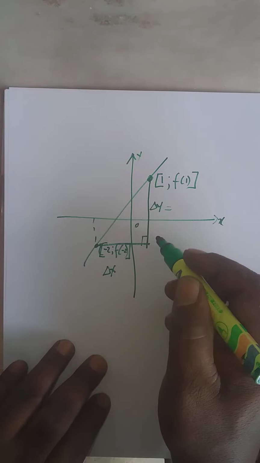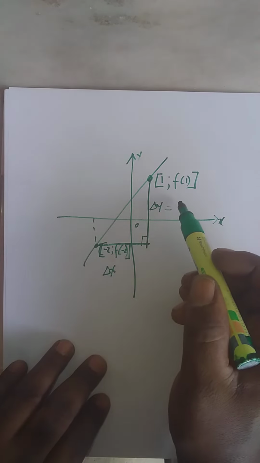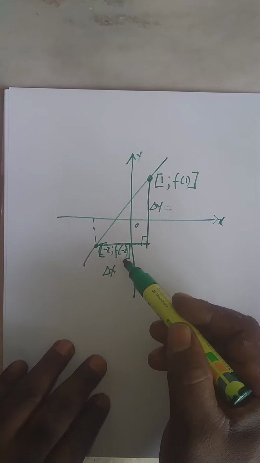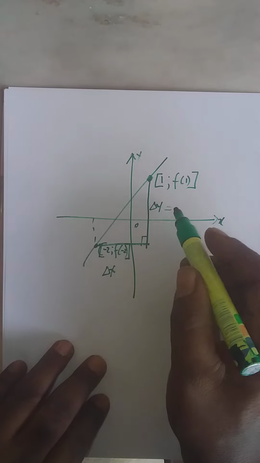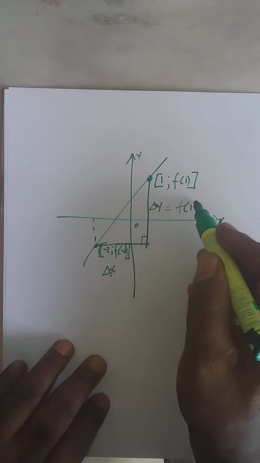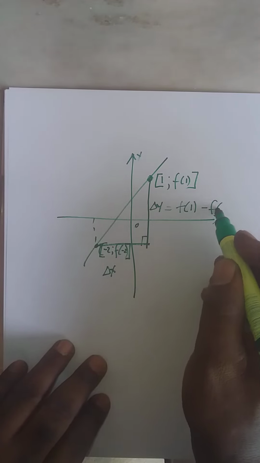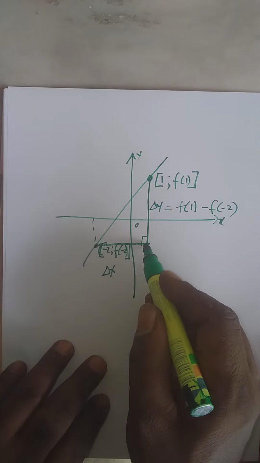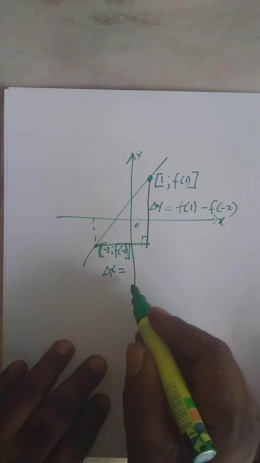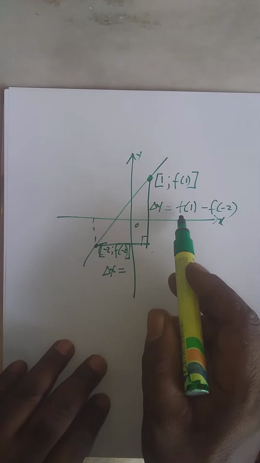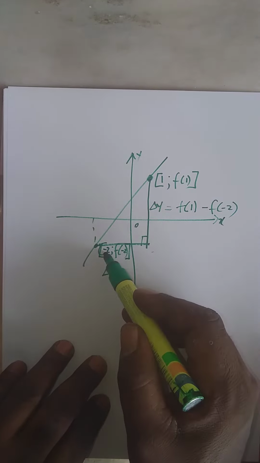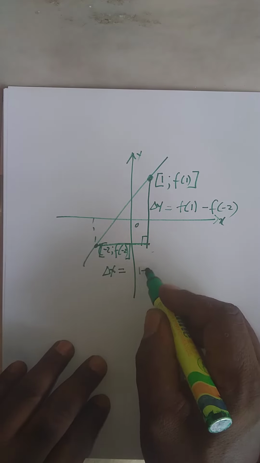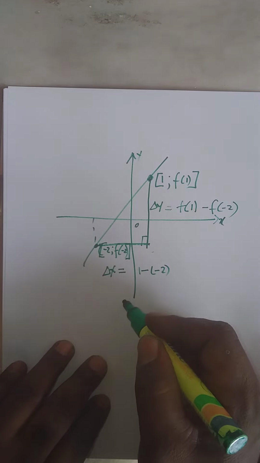What is my change in y? My change in y would be that y value minus that y value. So my change in y would be f at 1 minus f at negative 2. What about my change in x? My change in x would be that x value minus that x value. So it would be 1 minus negative 2.